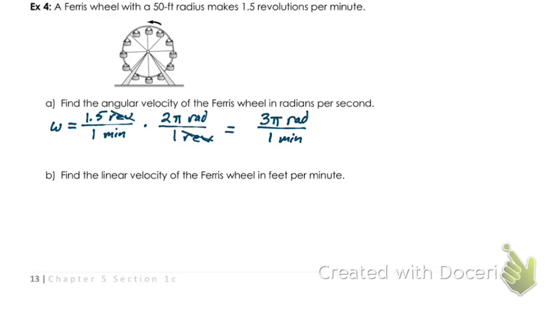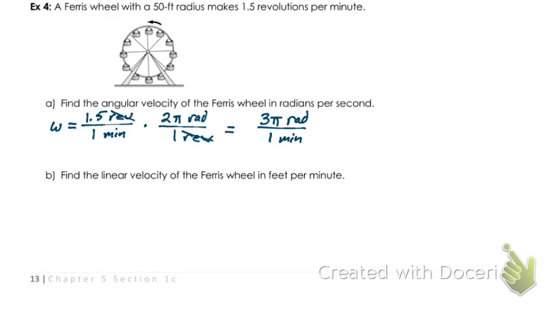All right, then it says find the linear velocity of the Ferris wheel. So that's my radians per minute, angular. This is putting in linear velocity. Linear velocity, all we're adding in is the radius. So all we've really added in is 2 pi up here, and then we add in the radius down here.